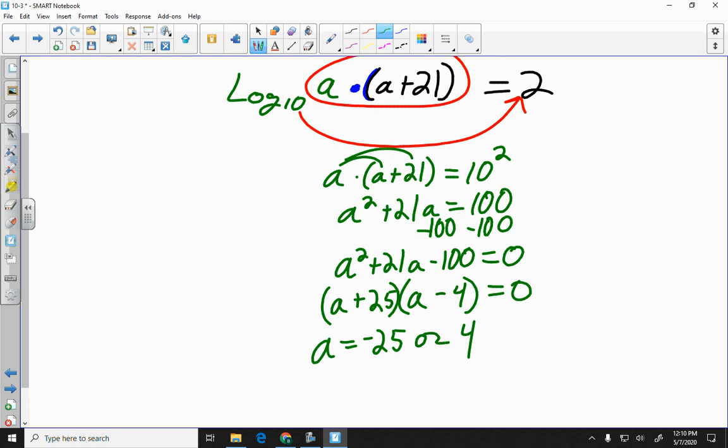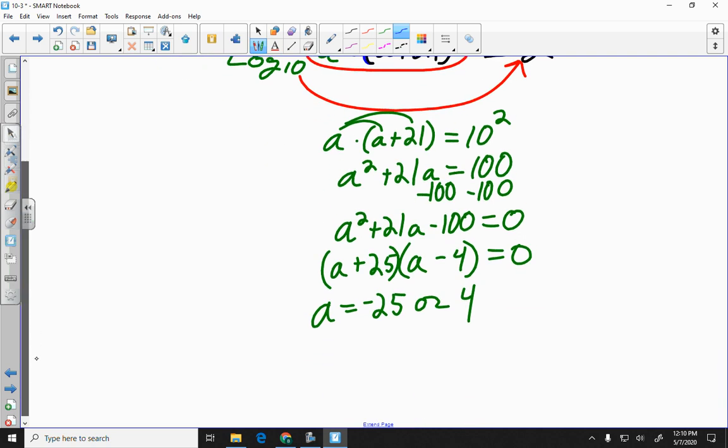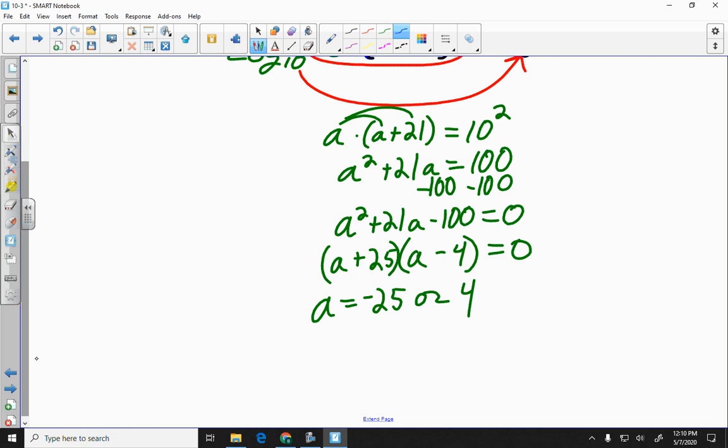But I got to look back to my original problem, because in my original problem, these answer spots cannot be negative. So a has to be greater than 0, or this whole thing has to be greater than 0. So if a is greater than 0, then 0 plus 21 is obviously going to be bigger than 0 no matter what. So this negative 25 is not bigger than 0. That means that can't be our solution. So our only solution is a equals 4.